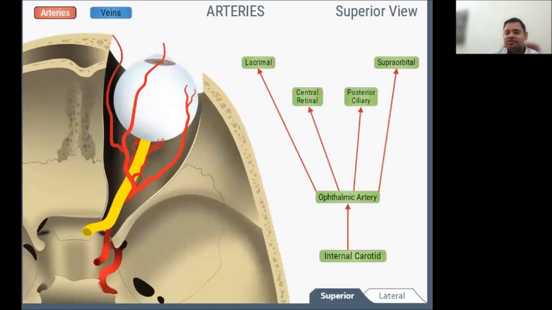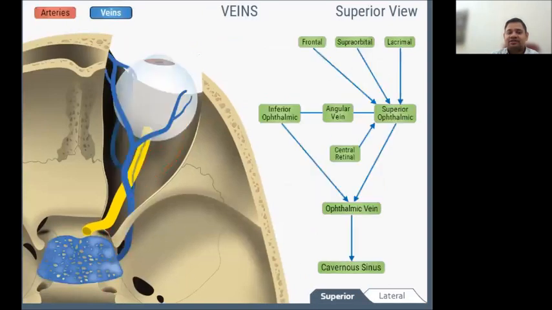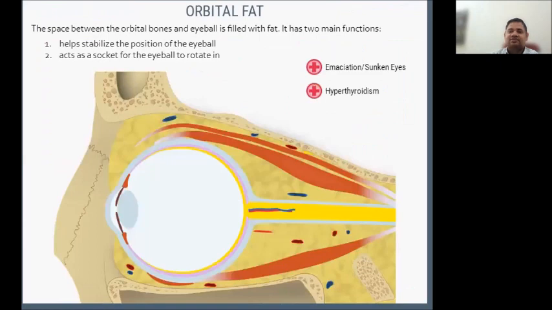So next part will be the orbital fat. What is orbital fat actually? The space between the orbit bones and eyeballs is filled with some fat. The eyeball will fit like this, and there will be some fat present around it. What is the main function? The main function is to help stabilize the position of the eyeball and act as a socket for the eyeball to rotate inside.